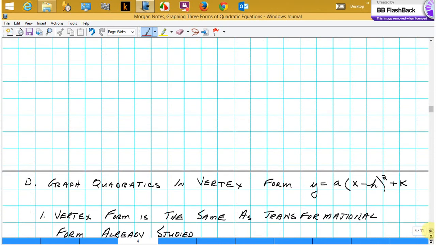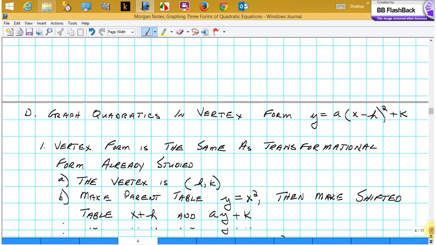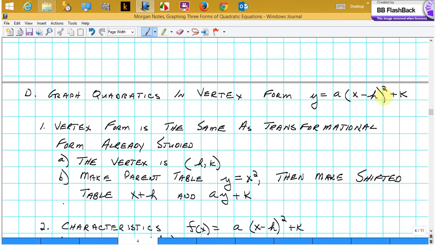Now let's go to vertex form. Now you already know how to plot this form. This is transitional form. Here's the y shift. Here, the y stretch or shrink. Here is the x shift horizontally. It would be h. Remember, h is opposite the sign of x, and k.